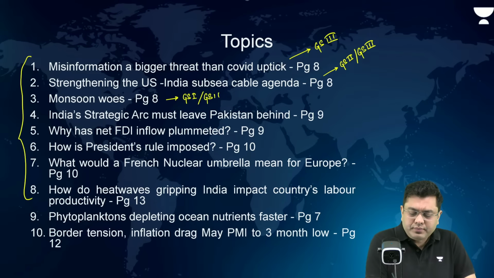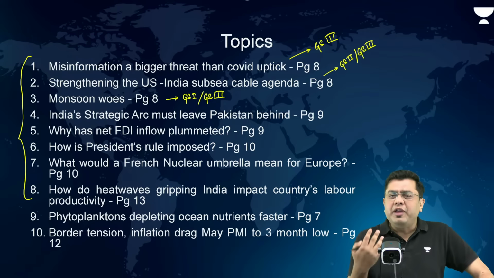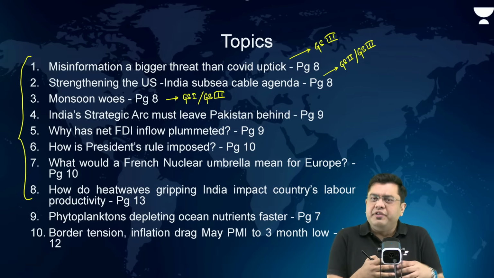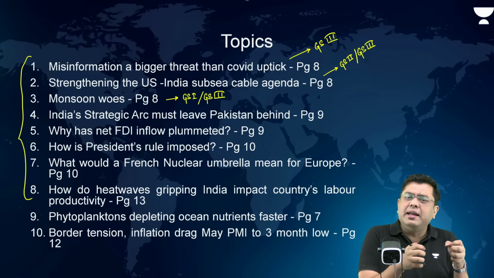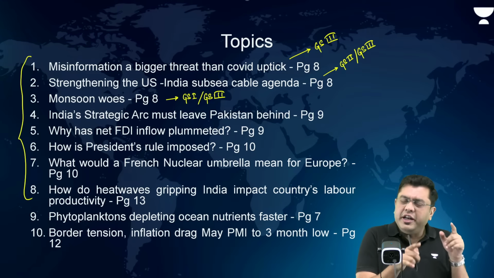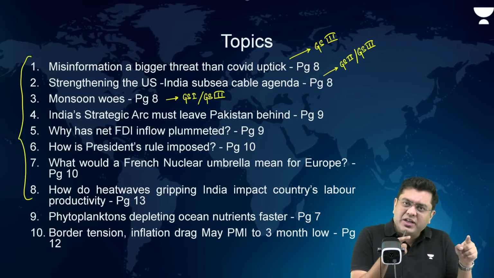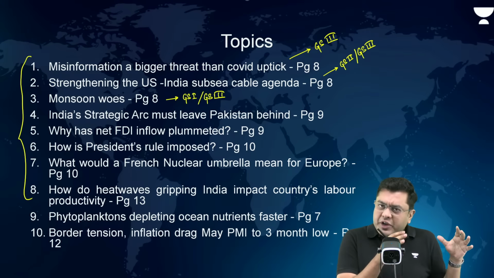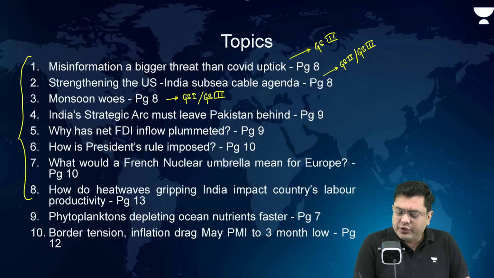Now, an article which has been written by Nirupama Rao talks about India's strategic arc must leave Pakistan behind. So, what is the way forward for a country like India, which sees itself to be a global superpower in the coming days? How it can basically remove itself from the hyphenation of Indo-Pak, and how it can extract itself from the India-China-Pakistan trifecta, which plagues the region of Southeast Asia and South Asia in general. So this is again relevant for your GS2.